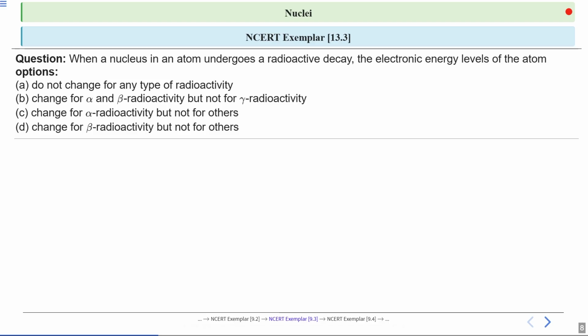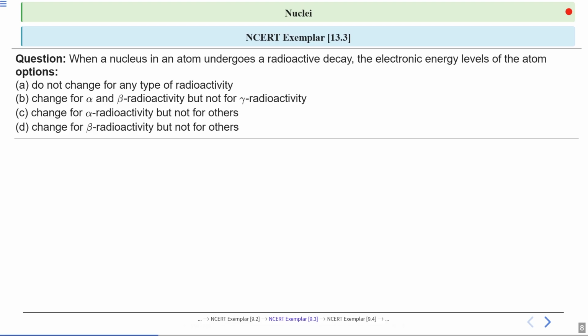Next, exemplar 13.3. When a nucleus undergoes radioactive decay, it emits particles or energy which can affect the structure of the atom. However, the behavior of the electronic energy levels of the atom depends on the type of decay. Radioactive decay involves the transformation of a nucleus, which can result in the emission of alpha particles, helium nuclei, and beta particles, that are electrons or positrons, or gamma rays, that are high energy photons.